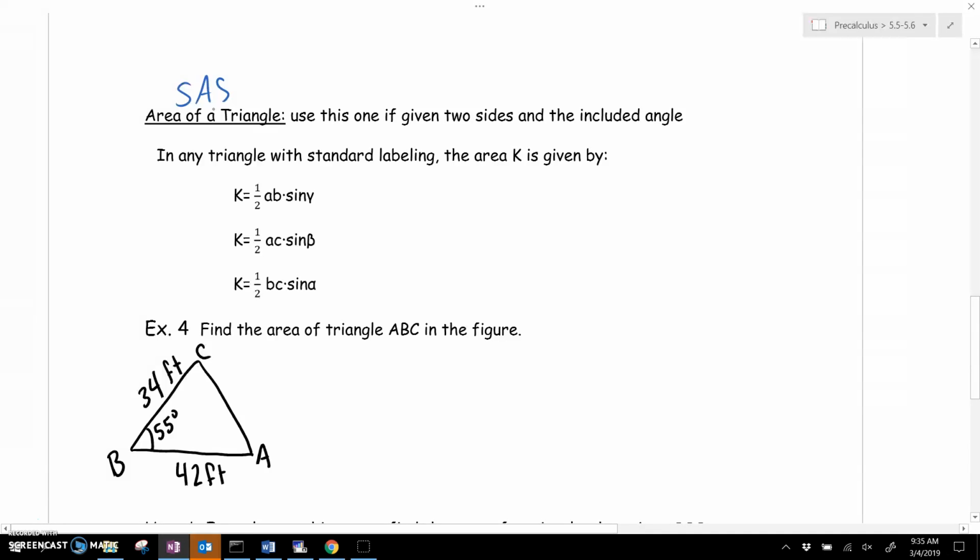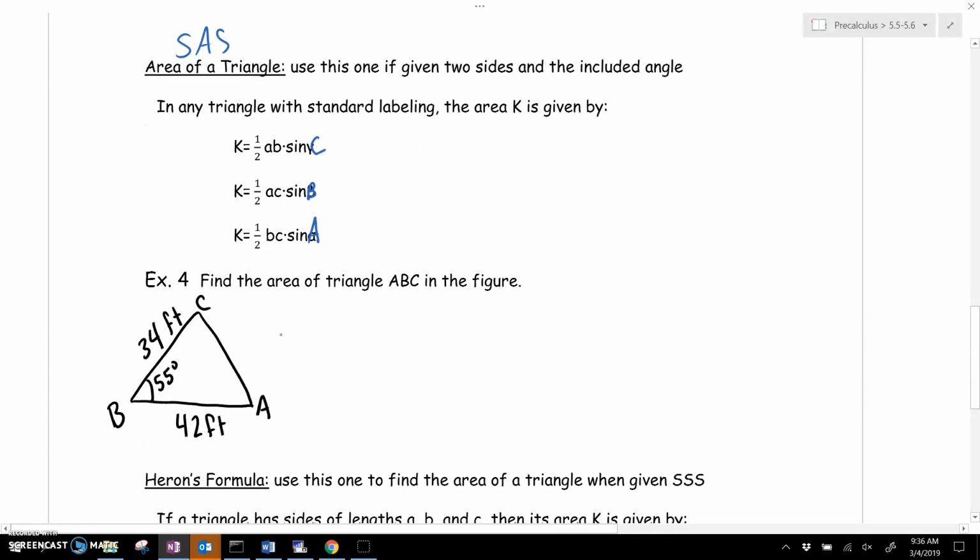in any triangle with standard labeling. Now this is a little confusing because we give you three different things. So this would actually be 1/2 AB sine C, 1/2 AC sine B, 1/2 BC sine A. Really what you're doing is 1/2 times the two side lengths that you're given times the sine of the included angle. So again, you have to recognize that this is the formula you use because it's side, angle, side. We'll have a different one when it's side, side, side.